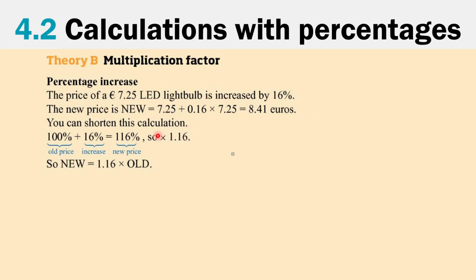You can shorten this calculation because you always start at the old price. Then you add the increase. That means that I get the new price, which is 116% per 100. So if I divide this by 100, I get the number 1.16. And believe it or not, I can now calculate the same thing by just doing 1.16 times old. In this case, 7.25 times 1.16. And that's a lot quicker. And not only that, sometimes it really is necessary when we have a long string of calculations. I'll come back to that in a second.